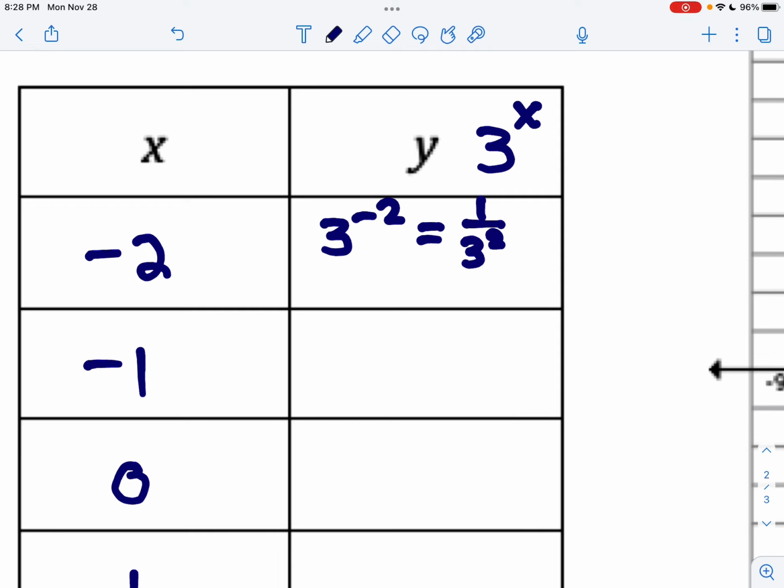So these rules are still applying here. And then what is 1 over 3 squared? It is 1 over 9. 3 to the -1 is 1 over 3.